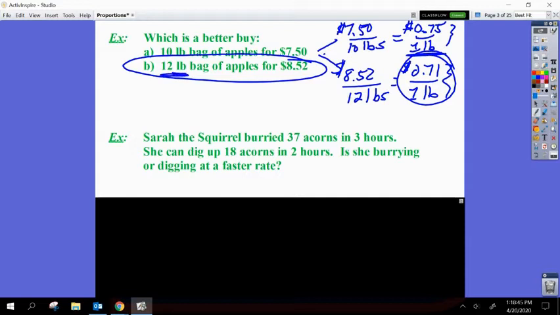In general, when you buy more, you get a deal. That's why Costco sells things in bulk, and we tend to get a better unit price. The actual price is more, but the unit price is less because you're getting rewarded for buying so much.